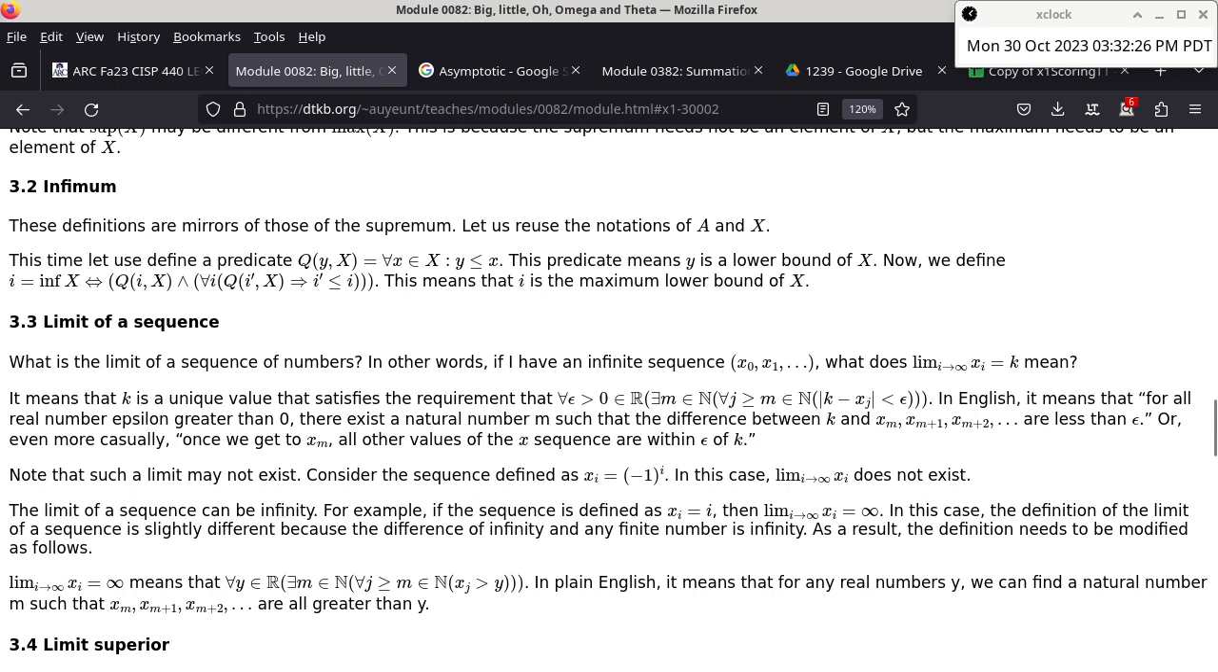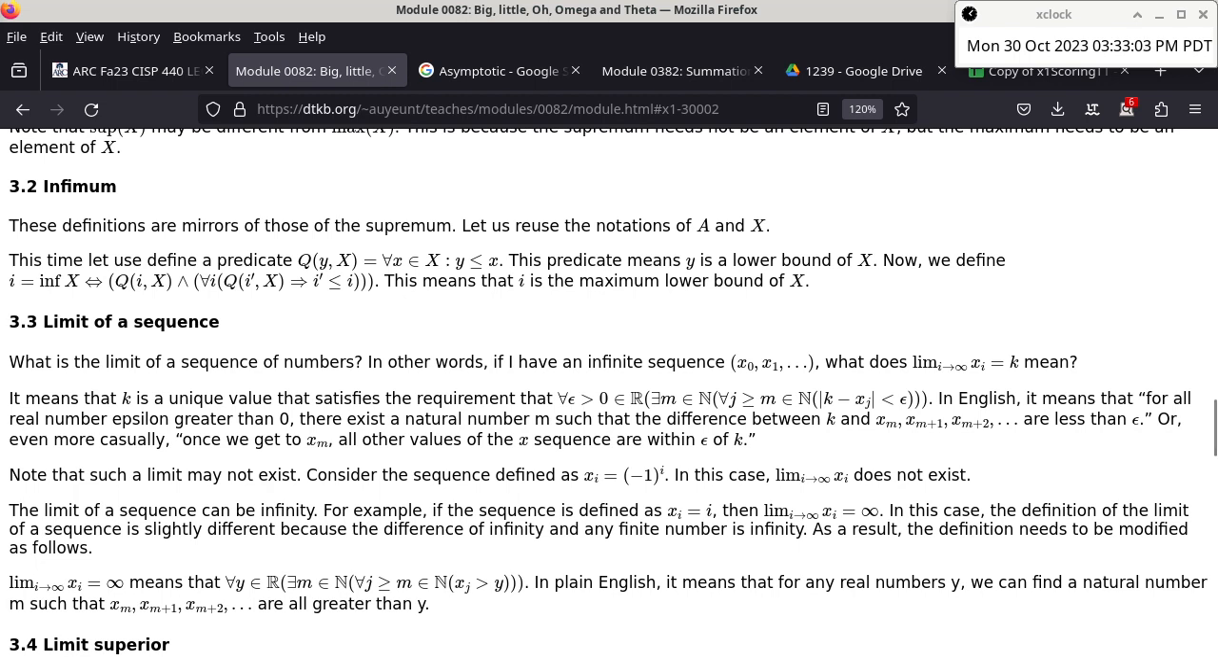Okay, which is explained out here. If the limit of a particular sequence is infinity, that means for all y that is a real number, there exists an m in N, the natural numbers, such that as long as j is greater than or equal to m, and it's a natural number, then x of j is greater than y. So that's basically what it means when we say the limit of a sequence is infinity.